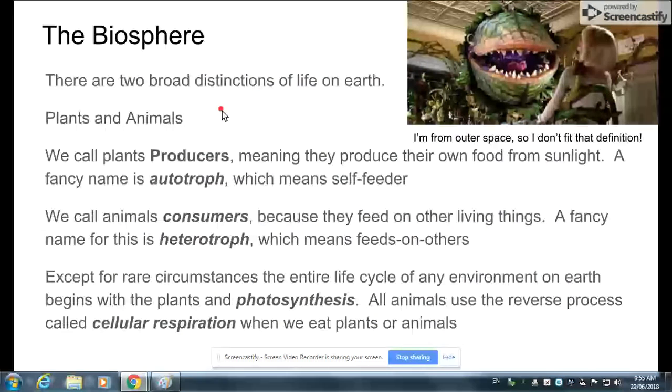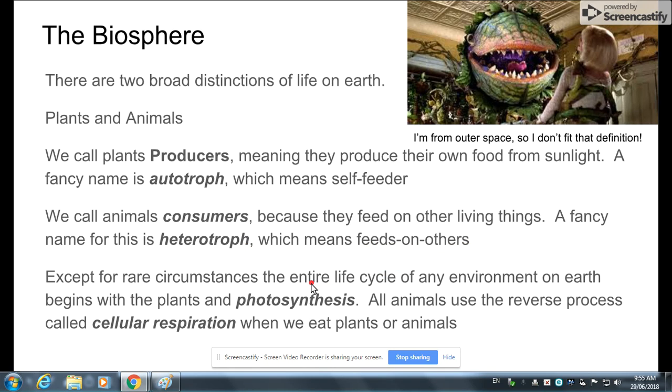The biosphere is divided into two broad characteristics of life: producers, or autotrophs, which make their own food using sunlight. The term autotroph means self-feeder. It's not testable in grade 9. Consumers are the ones that eat something else, like cows and people. And they are called heterotrophs, which means they feed on others.